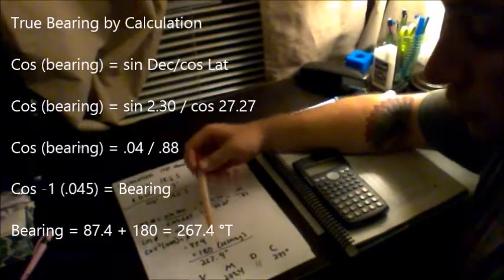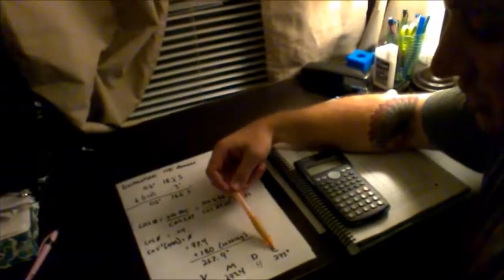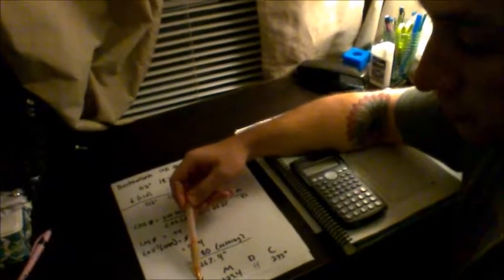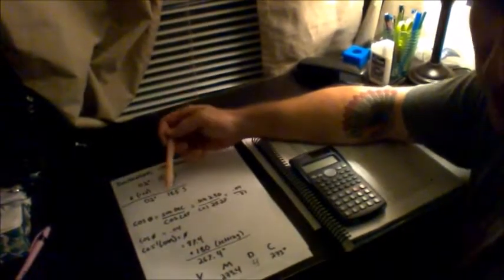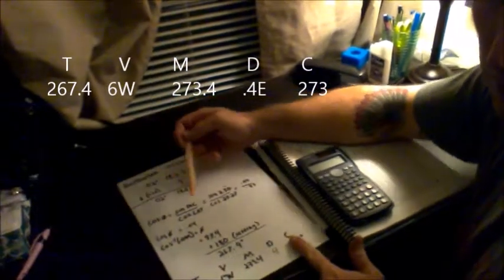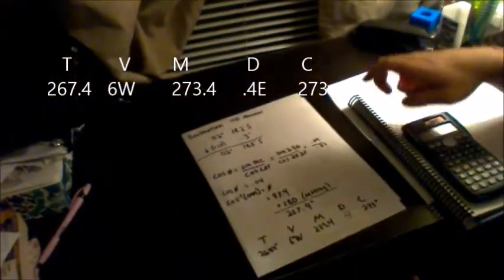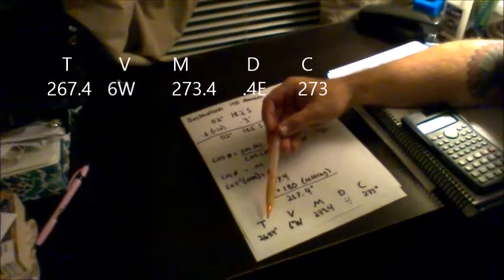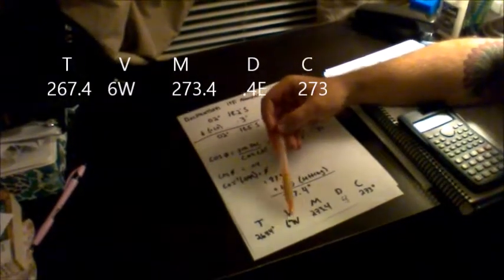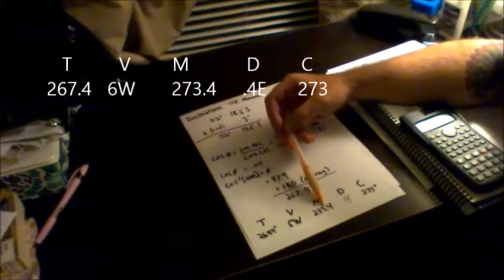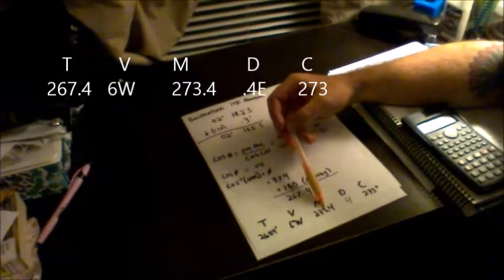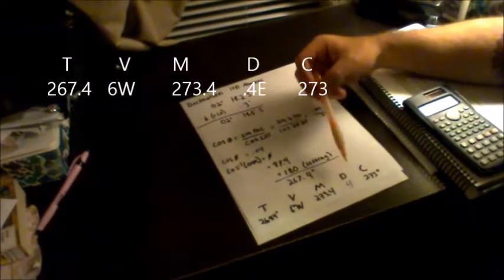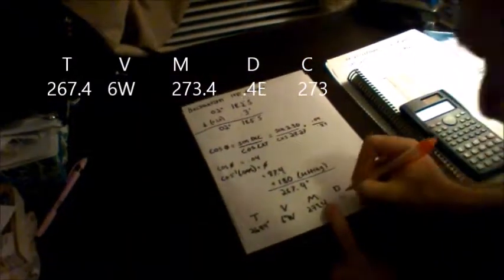Now that's your true bearing. PSC was given, your per standard compass, of 273. Your variation of 6 degrees west was given. So plug and chug once again. Right here we have our true 267.4. Our problem stated that the variation was 6 degrees west. We add that. We get a magnetic of 273.4 degrees. And our per standard compass is 273. The difference between there is 0.4. So go ahead and write down 0.4.